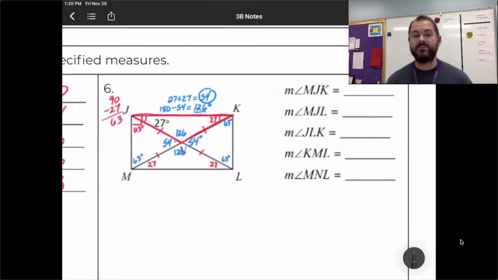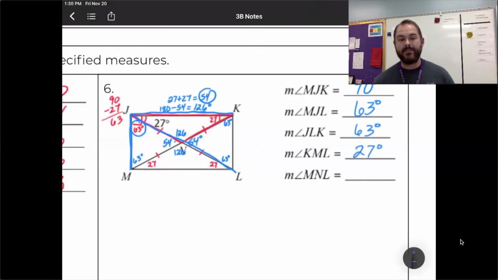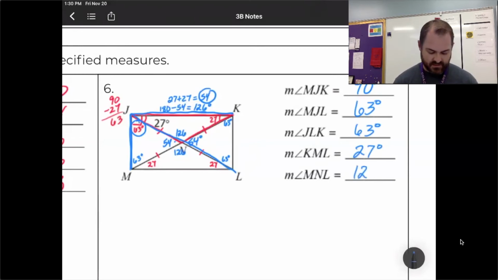Okay, the first is angle MJK. Let's trace that. MJK, that is one of the corner angles of a rectangle. It is a right angle, so it is 90 degrees. MJL is this angle. That means it's the 63 degrees. JLK is also 63 degrees. KML is 27 degrees. And MNL is 126 degrees. Again, I'm just finding them in this picture over here. All right, and that's properties of rectangles.